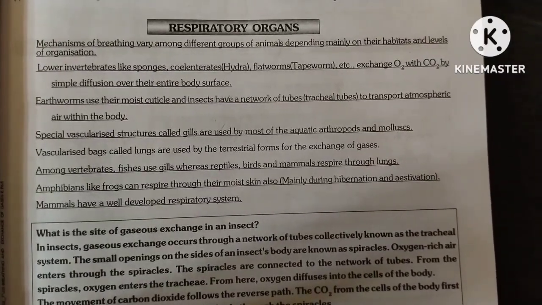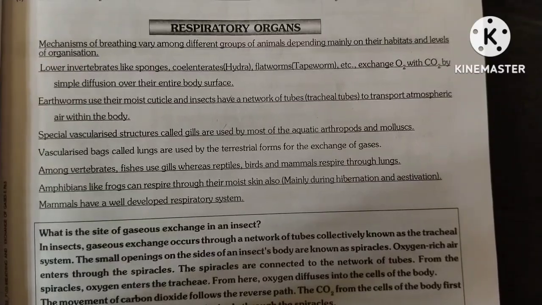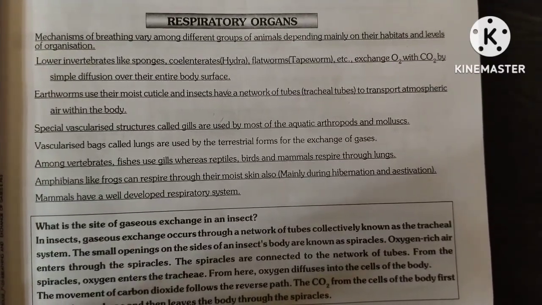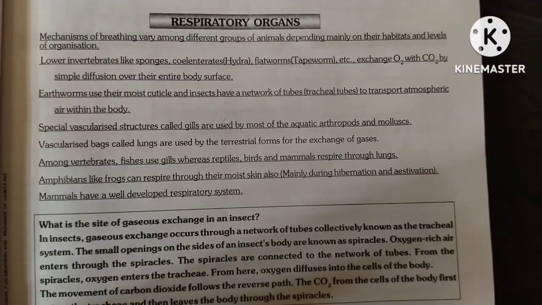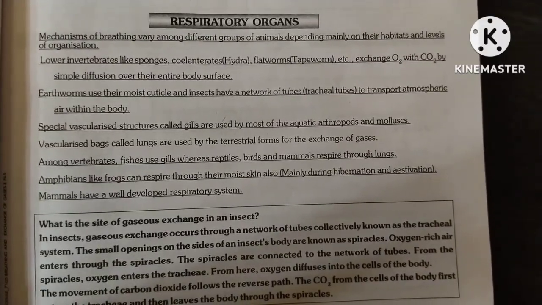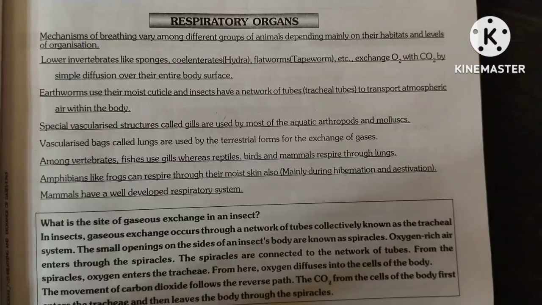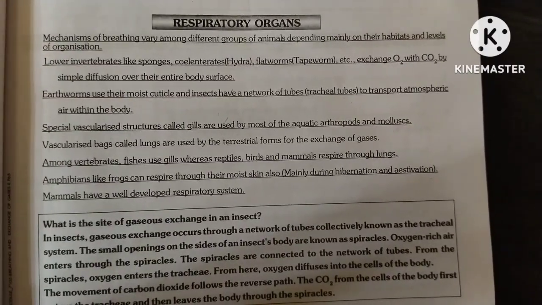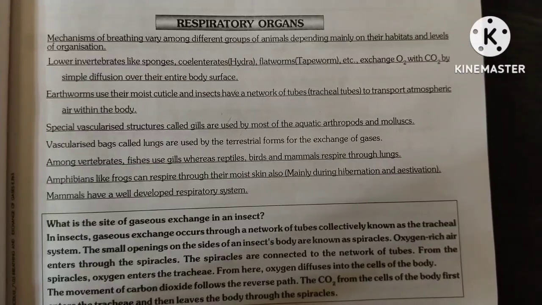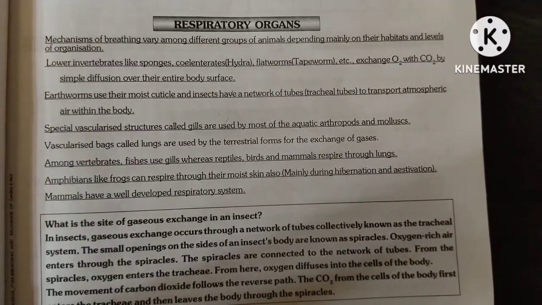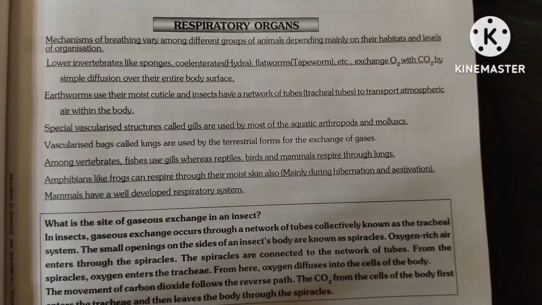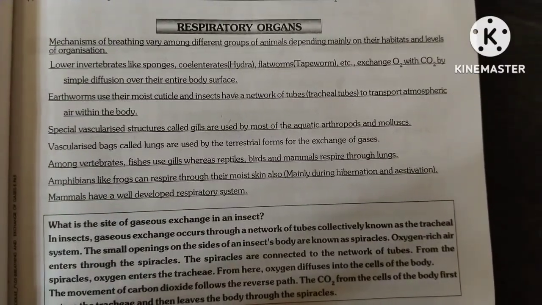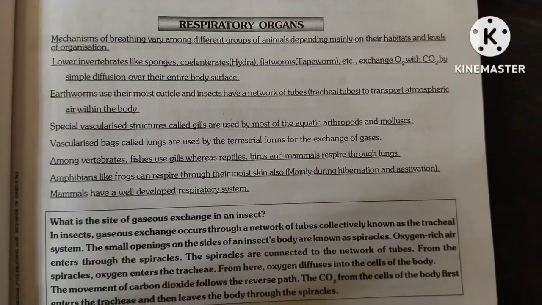A special vascularized structure called gills is used by most of the aquatic arthropods and mollusks. Vascularized bags called lungs are used by the terrestrial forms for the exchange of gases. Among vertebrates, fishes use gills, whereas reptiles, birds, and mammals respire through lungs. Amphibians like frogs can respire through their moist skin, mainly during hibernation and aestivation. Mammals have a well-developed respiratory system.